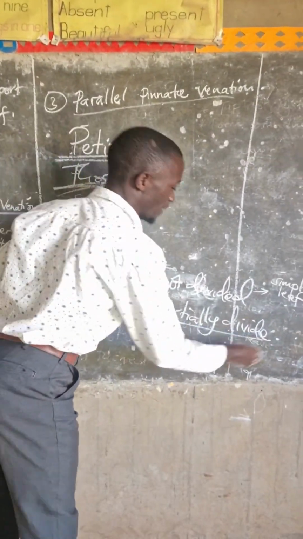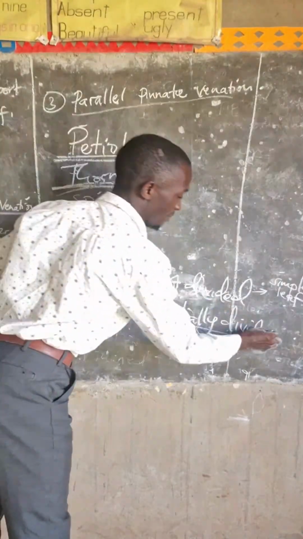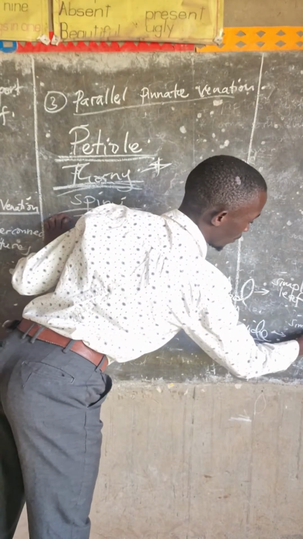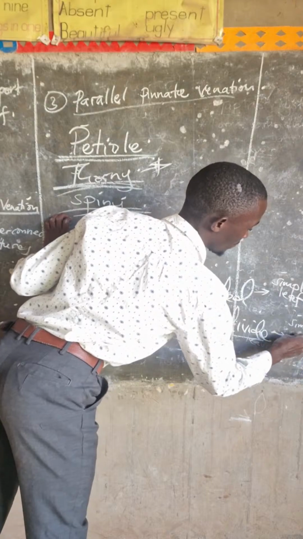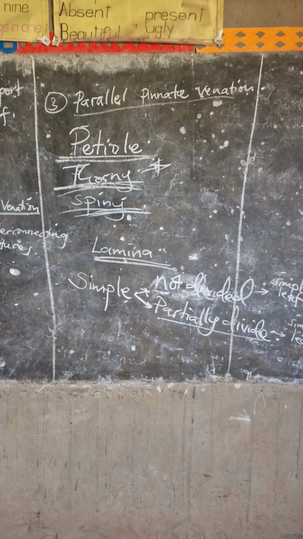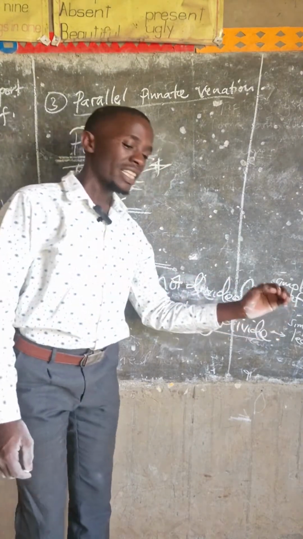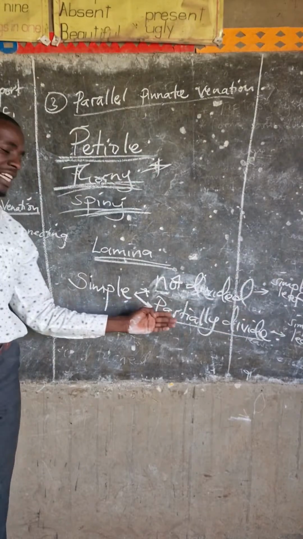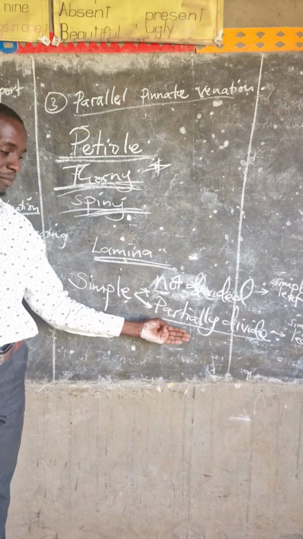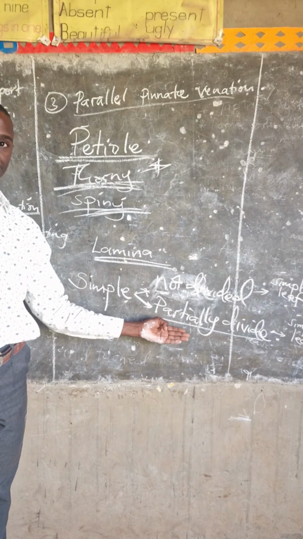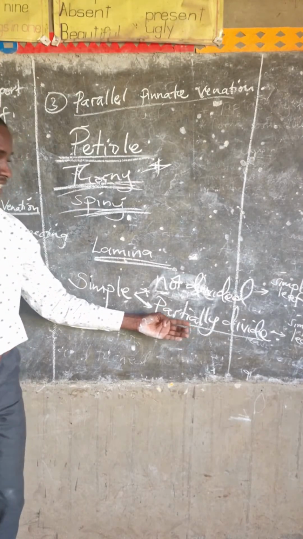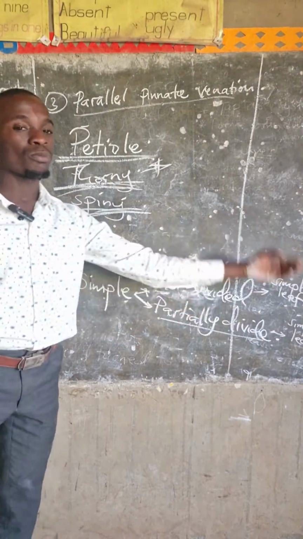For example, the leaves with partially divided lamina are known as simple lobed leaves. The simple lobed leaves have their lamina divided, but partially, not completely. We can give an example of a cassava leaf. We can give an example of a purple leaf. Here, the lamina is divided but not completely.